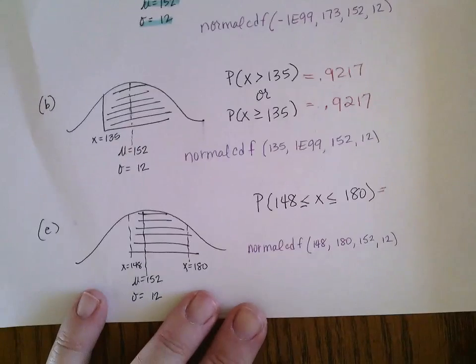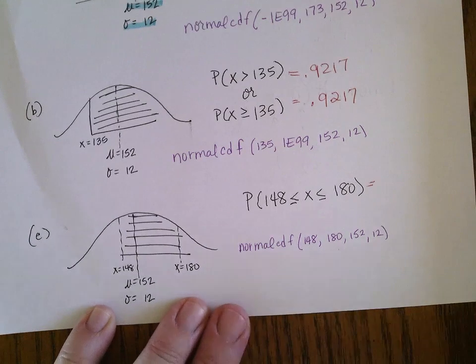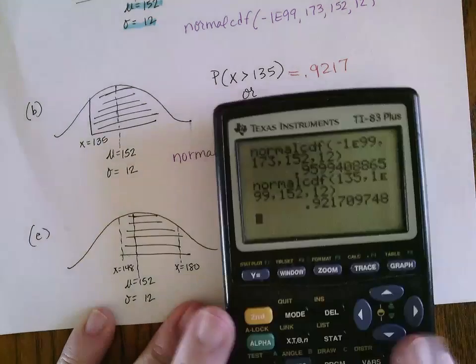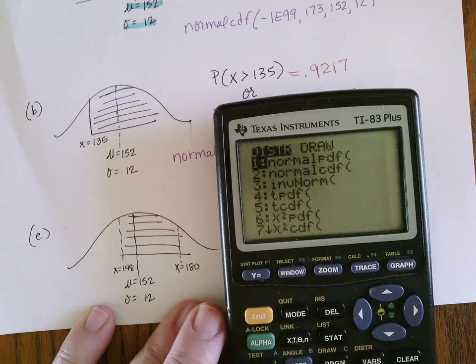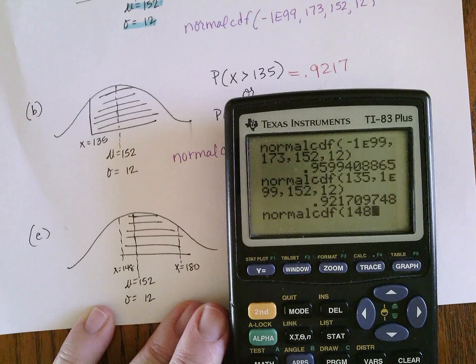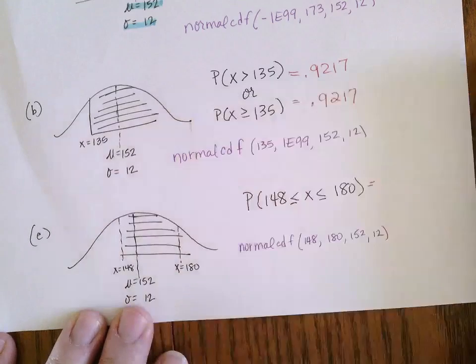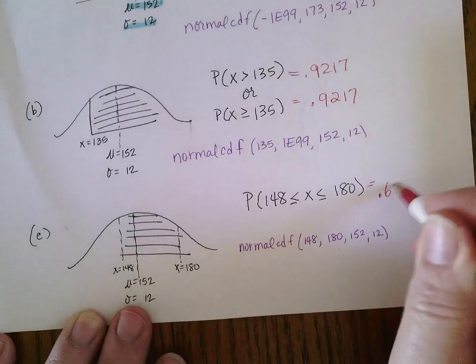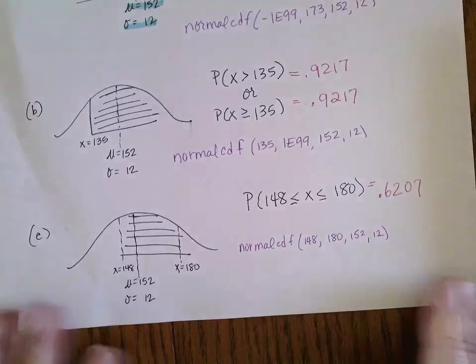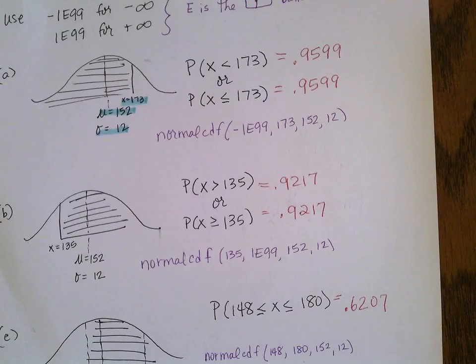But now I notice that my lower bound is 148, the upper bound is 180, mean and standard deviation are still the same. So back to second bars to get normal CDF, which is number 2. Lower bound is 148, upper bound is 180, my mean and standard deviation are still the same two values, and I get 0.6207. Keep in mind that I could change these to percentages. They do represent areas as well as probabilities, since the area total underneath my curve is 1.